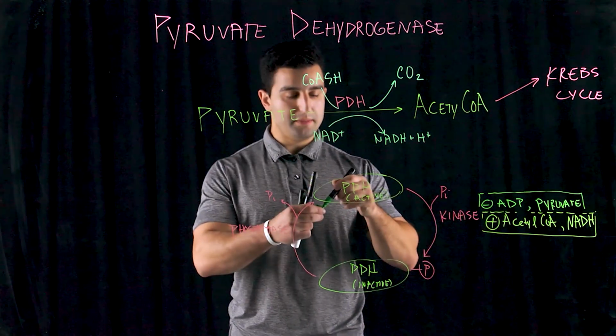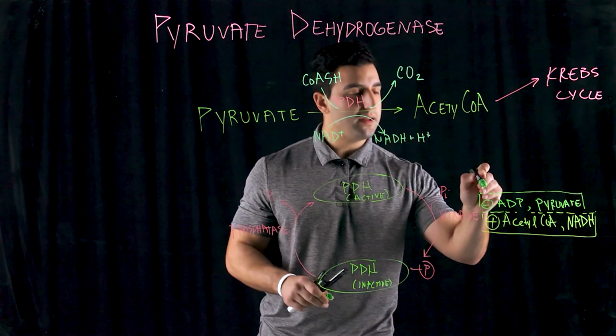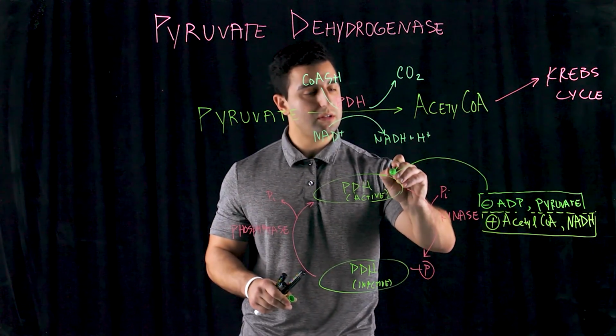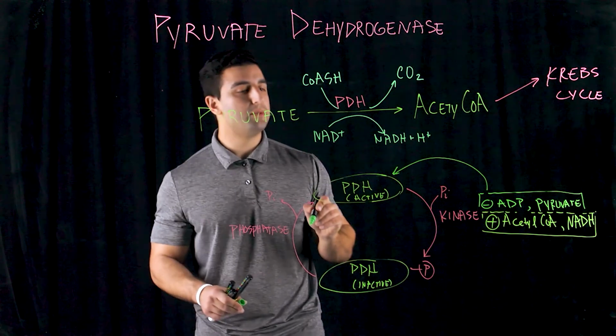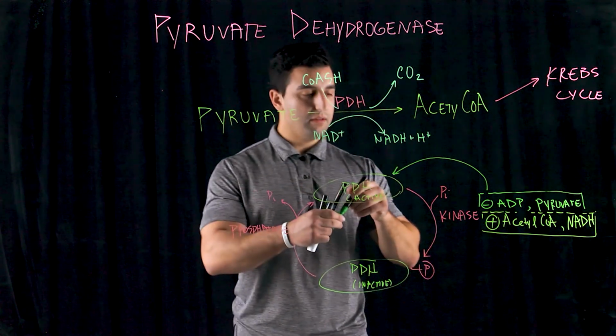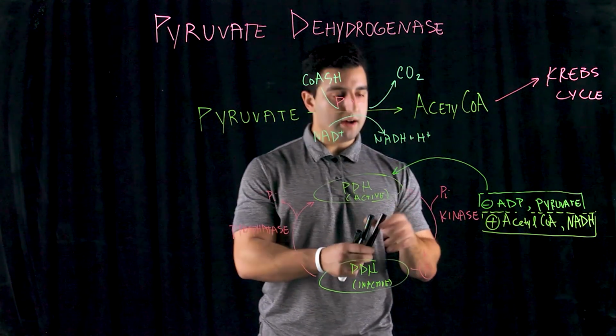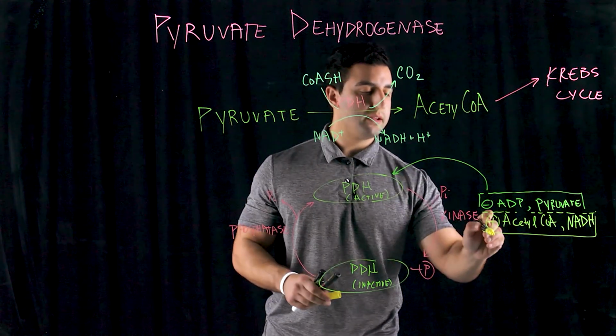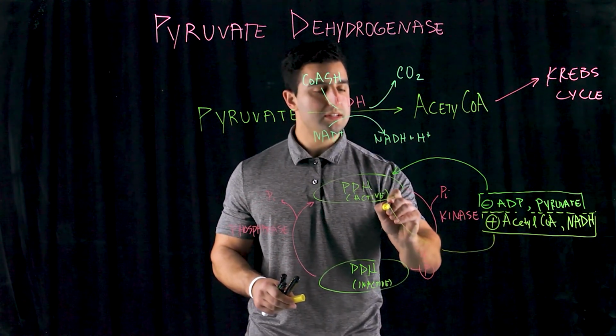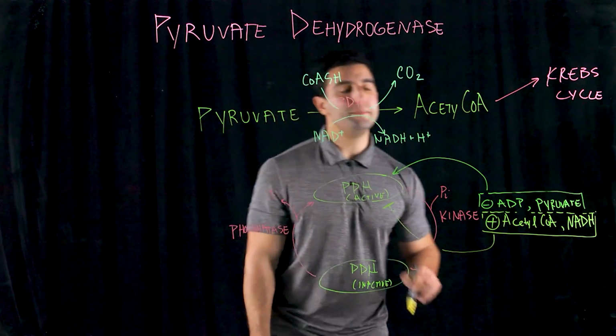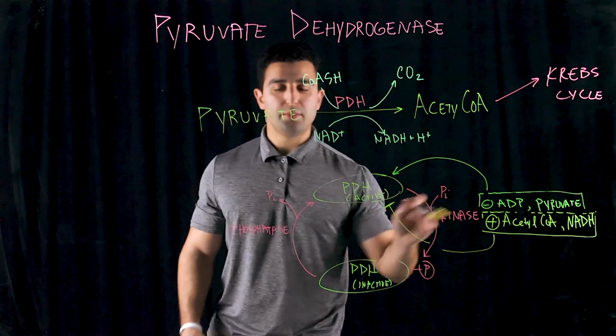So this negative inhibition leads to an actual stimulation of this pyruvate dehydrogenase complex. Vice versa, whenever you have this positive regulator coming in, you can see that this flat line means inhibition. So it's really important to understand that.